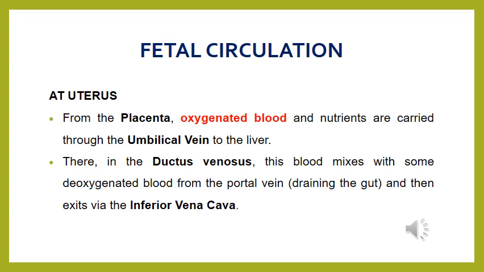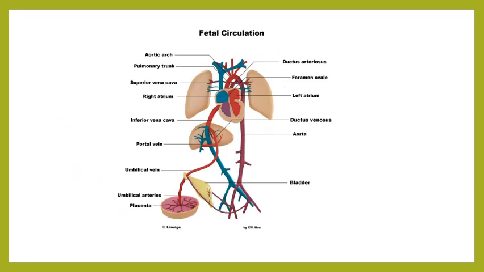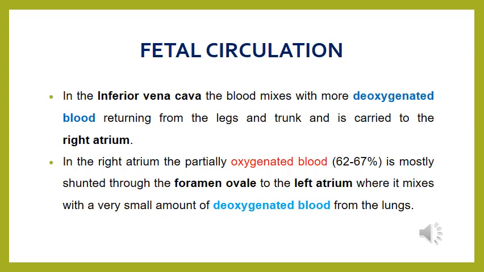Fetal circulation. At the uterus, from the placenta, oxygenated blood and nutrients are carried through the umbilical vein to the liver. There, in the ductus venosus, this blood mixes with some deoxygenated blood from the portal vein and then exits via the inferior vena cava. In the inferior vena cava, blood mixes with more deoxygenated blood and is carried to the right atrium.